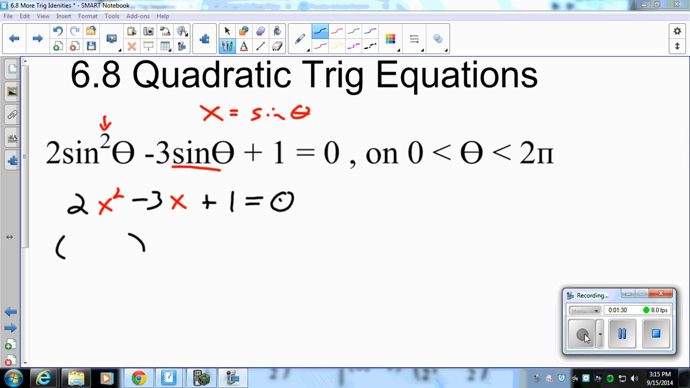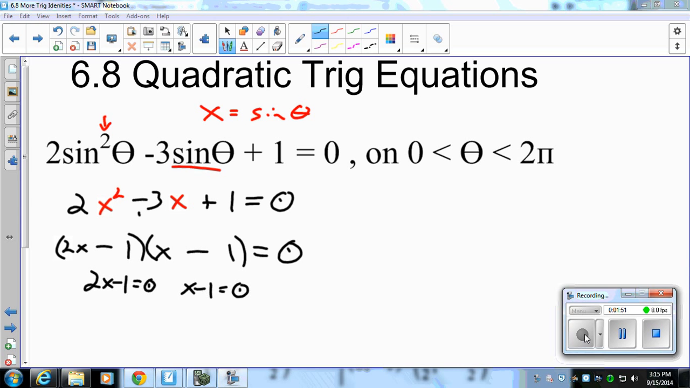So I'm going to get 2x, x, 1 and 1. The middle term's negative, so both these signs are negative. This is equal to 0. Then I use my zero product property and say, all right, 2x minus 1 must be equal to 0, and x minus 1 must be equal to 0. So therefore, x is equal to 1/2, or x is equal to 1.